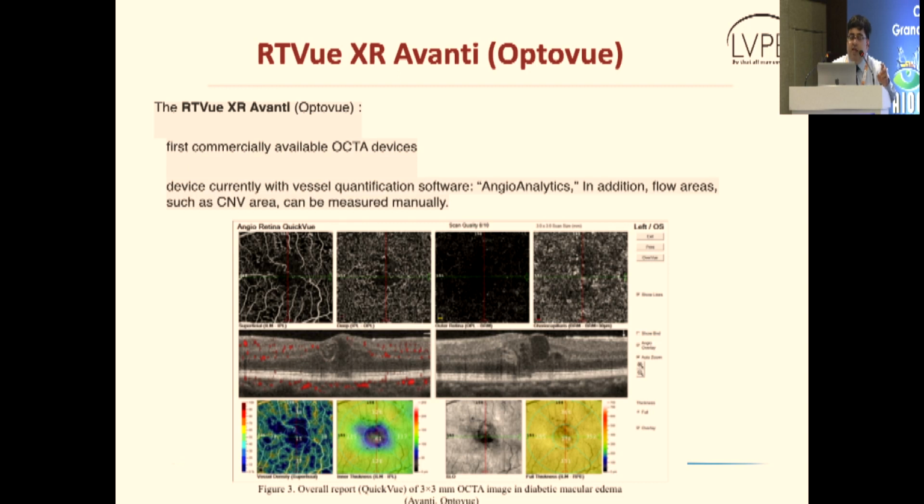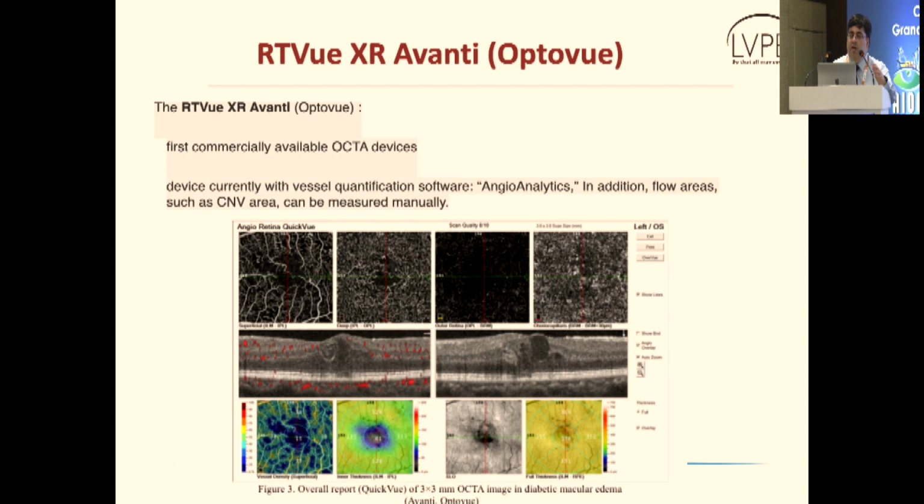Now, specifically coming on to what each of these machines offers you extra compared to what I have already talked about, the RTVue Avante has something called inbuilt angioanalytic software, wherein it gives you certain inbuilt calculations in terms of the vascular density and the foveal avascular zone, which can be seen directly on the machine printout.